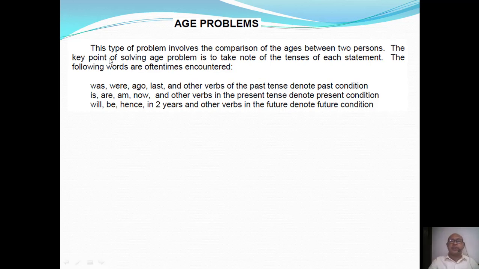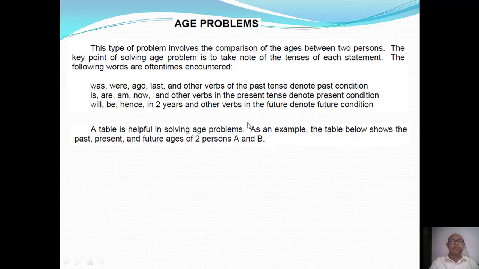So problems involving age will contain sentences with words like was, were, ago, last. So this denotes past condition. Then if we have the words or sentences containing is, are, now, then this denotes present condition. And if we have will, be, and years from now, this denotes future condition.